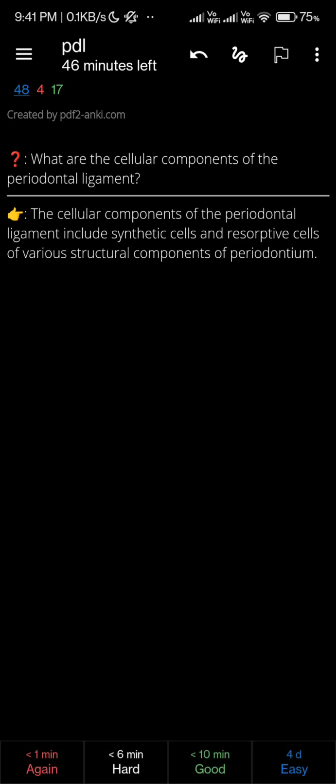What are the cellular components of the periodontal ligament? We have synthetic cells and resorptive cells, as well as various structural components of the periodontium.